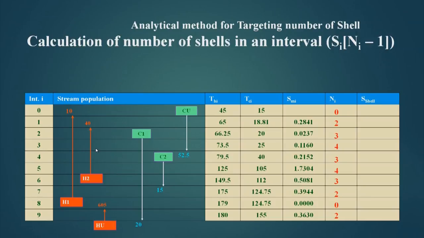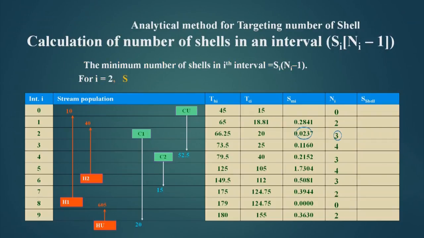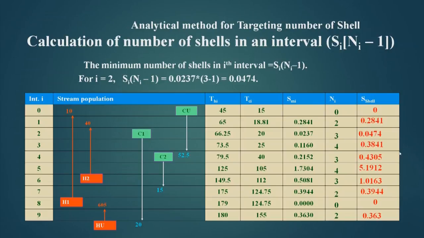For interval number 3, there are 1, 2, 3, 4 streams present, so Ni is equal to 4, and for interval 2, there are 1, 2, 3 streams present, so Ni is equal to 3. So, for I equal to 2, SI is 0.0237 into 3 minus 1, which is 0.474. So, for I equal to 2, the number of cells is 0.474. Similarly, for all other intervals, I can compute the value of cells. So, we fill it up.